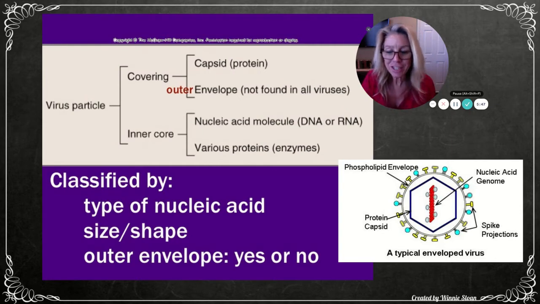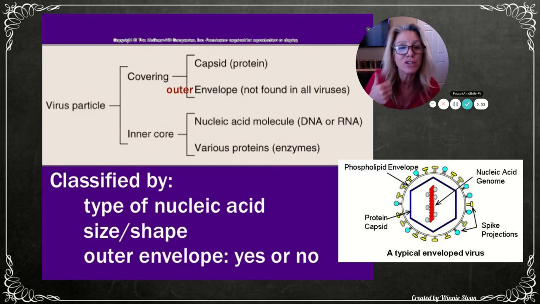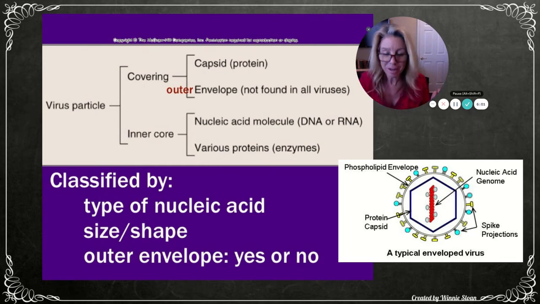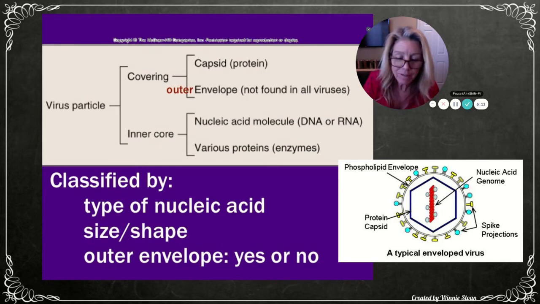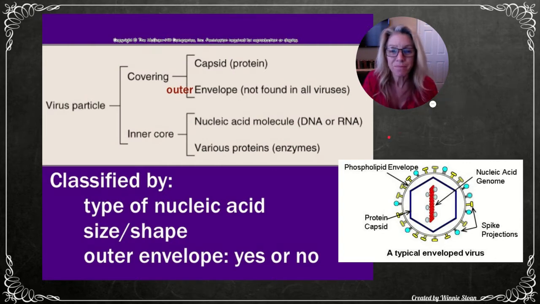Okay, so underneath classification, it starts at order. What that's referring to is, do you remember your classification? It goes domain, kingdom, phylum, class, order, family, genus, species. So it starts at the order level, and it's classified by size and shape. That's your little letter A. Type of nucleic acid, and maybe you want to add on there, could be DNA, RNA, single or double-stranded. And if there is an outer envelope, they have virally encoded protein spikes that allow them to gain entry to the cell.